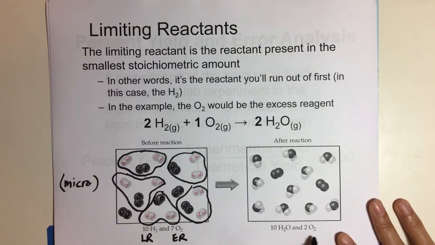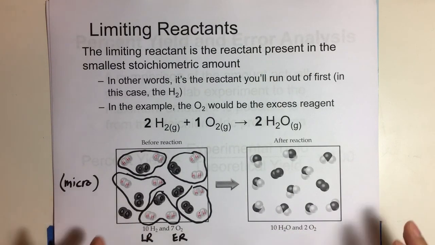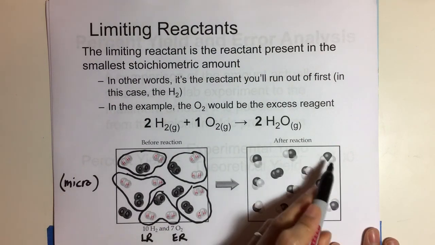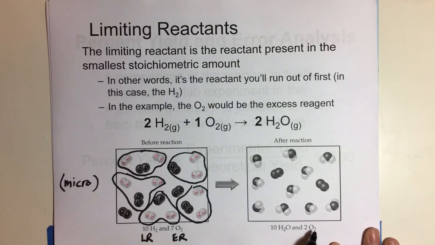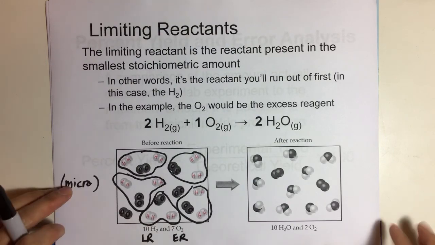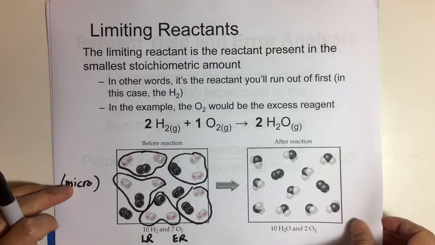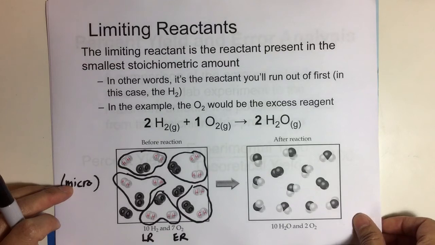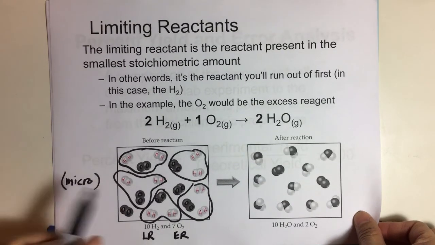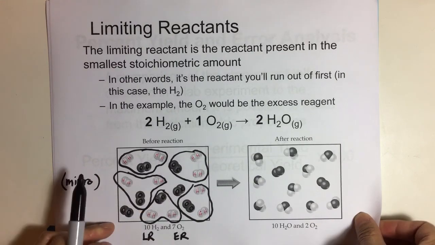Now, the excess accounts for the law of conservation of mass, meaning however many water molecules plus the excess amount will be conserved from the reactant amounts, okay? So now that we understand what limiting reactants are, the hydrogen in this particular scenario being the limiting, and the oxygen being the excess that doesn't react, okay?